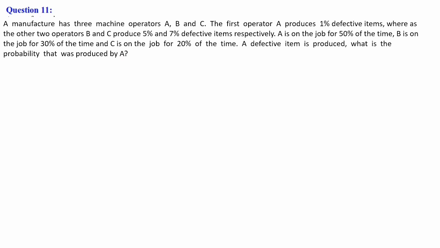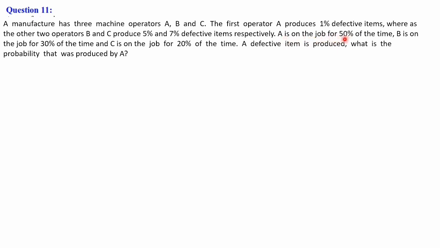Here they are mentioning 3 machine operators A, B and C. So the first operator A produces 1% of the defective items, whereas the other 2 operators B and C produce 5% and 7% of the defective items. And A is on the job, means the probability, if you take A, B, C as E1, E2 and E3, this is the probability of A being on the job.